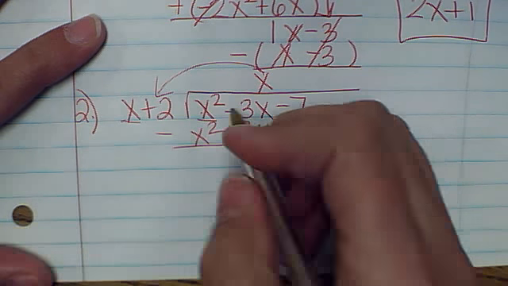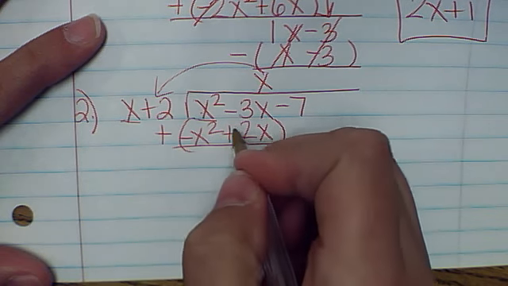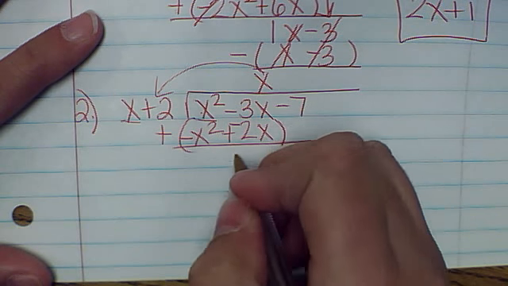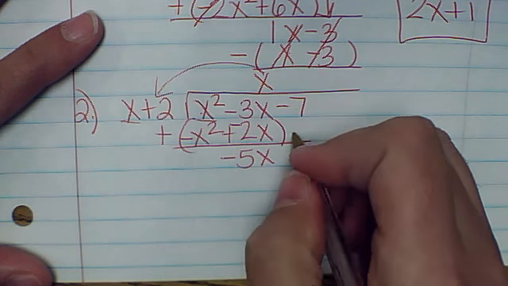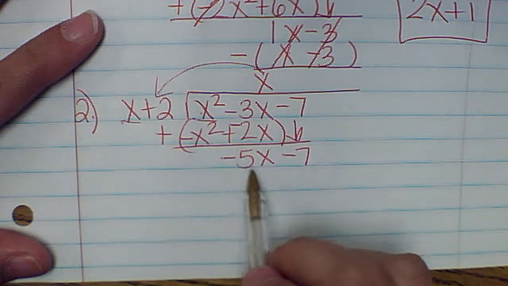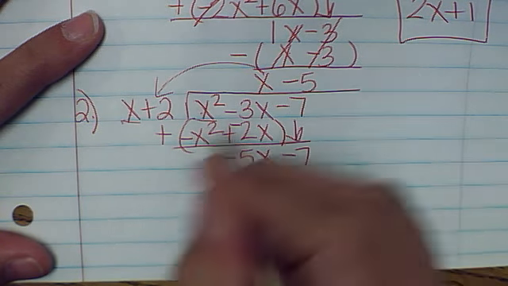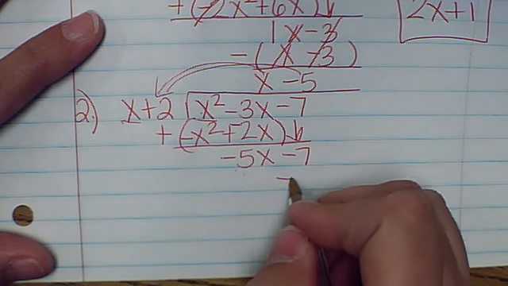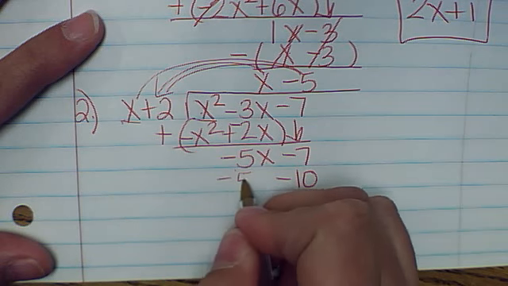Now we're subtracting all of that. So change that, change that, change that. So that you have negative 3x and negative 2x makes negative 5x. Bring down the minus 7. What do we multiply x by to get negative 5x? Has to be negative 5. Then we distribute again. Negative 5 times 2, negative 10. Negative 5 times x, negative 5x.